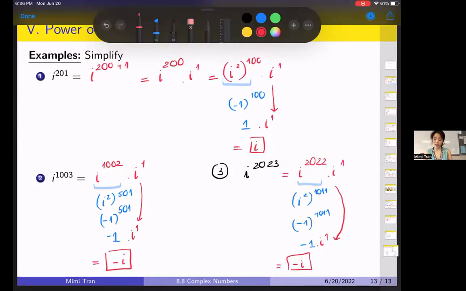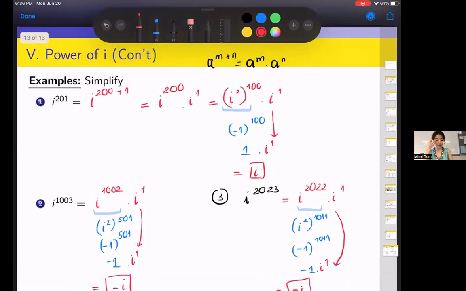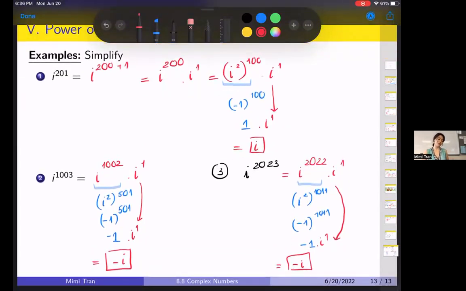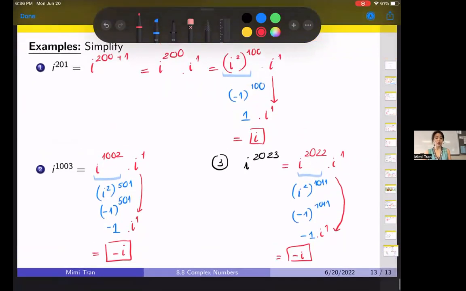Okay, so any problem involving a power of I will have that procedure. There's a different way of doing this too, but I think this is the easiest way for you to understand. All right, that's it for 8.8, I believe.